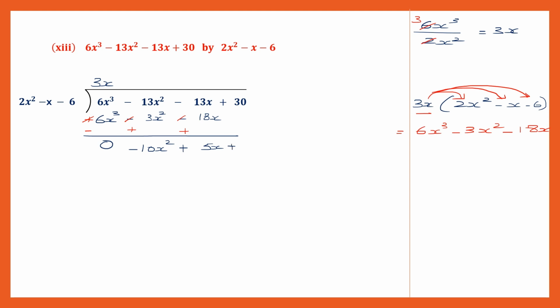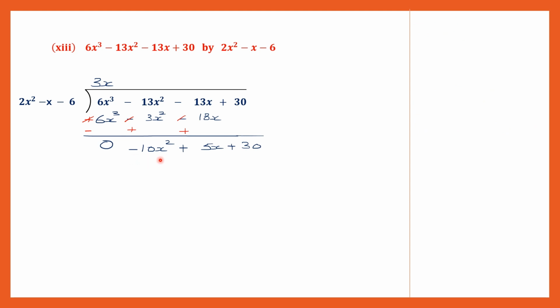We finish subtraction, now bring down the next number. So here we have plus 30. Now this is a new dividend. So take the first term of the dividend and the first term of the divisor and divide. So minus 10x square divided by 2x square. So here the signs are different. So we're going to have the minus sign and then 2 and 10. 2 ones are 2, 2 fives are 10. So the number is 5. And then we have x square and x square, which will get cancelled. So we have only minus 5 there. So let's write that in the quotient.